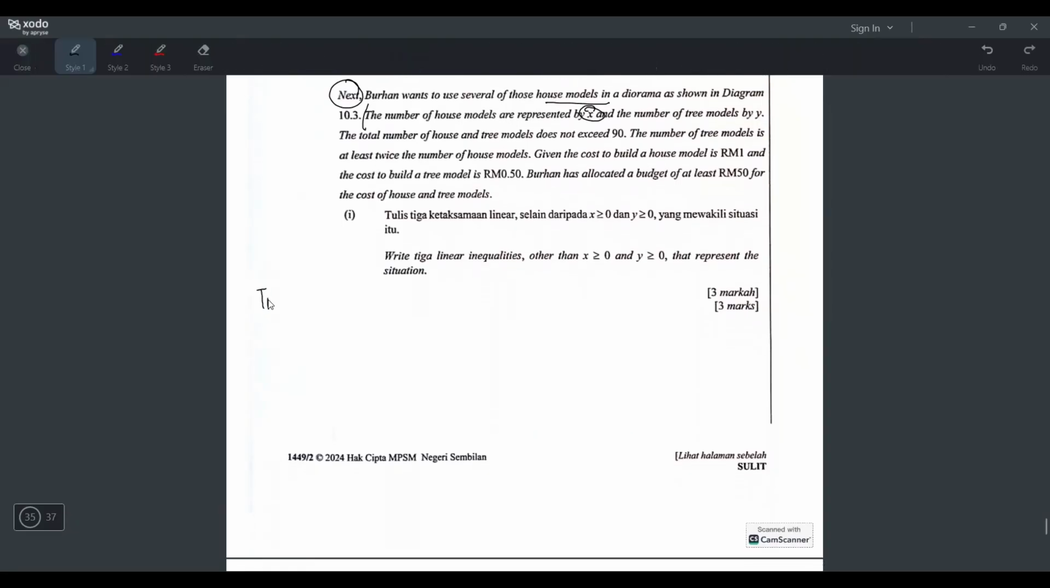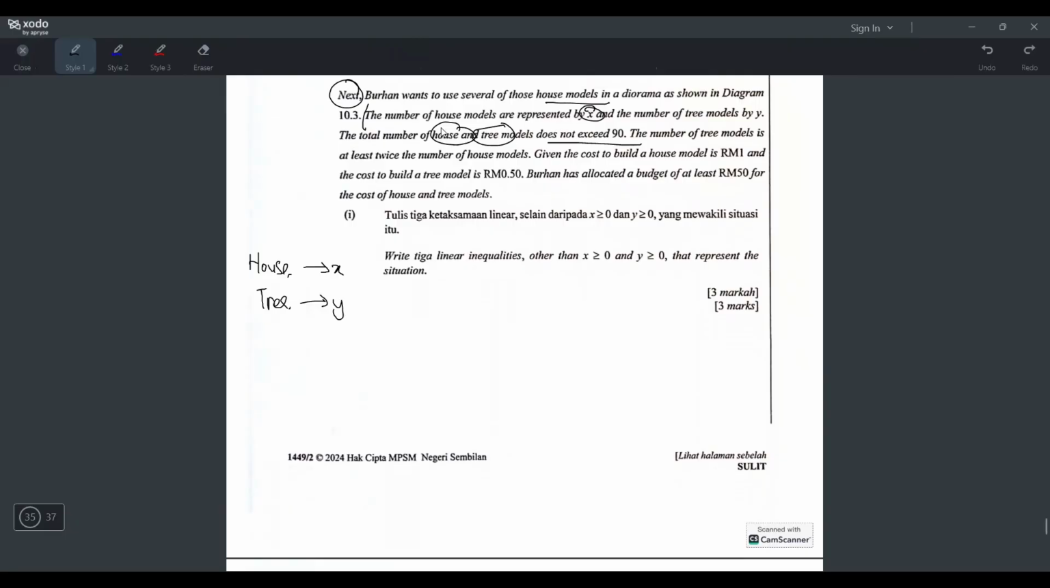So let's write down: the number of house models is represented by X, trees by Y. Then they say the total number of houses and trees does not exceed 90. I think this is from Form 4 Chapter 6, linear inequalities, and I think you have to draw a graph later. So this is the inequality chapter.